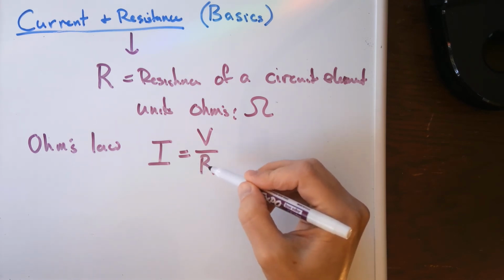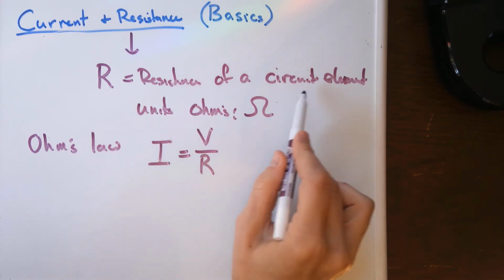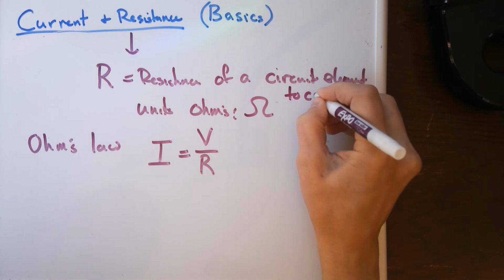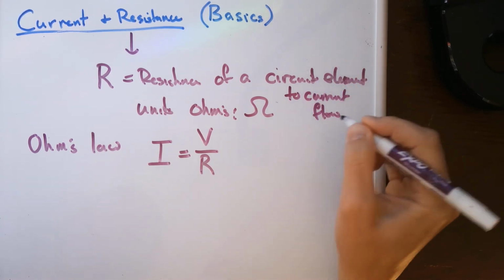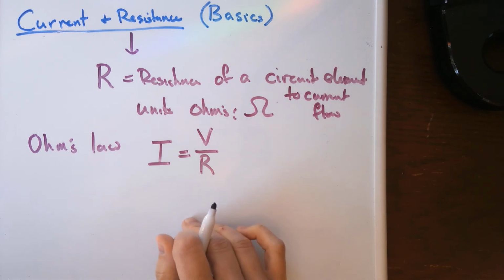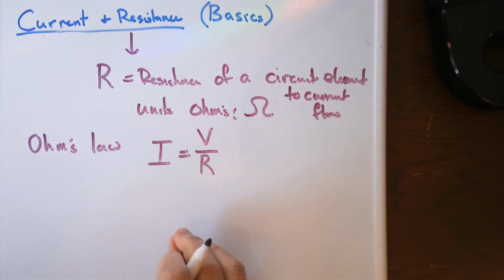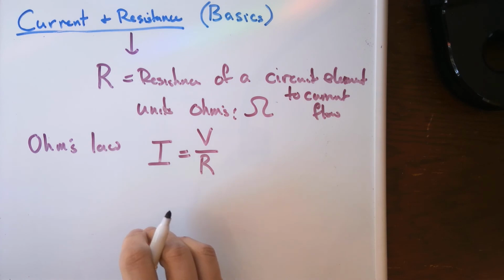So larger resistance will be less current flow, because again, the resistance is the resistance of the circuit element to current flow. The more resistance you have, the less current flow you've got. All right, so those are the basics. In the next video, I'm going to dive into the details of what's actually going on to the individual bits of charge and things.